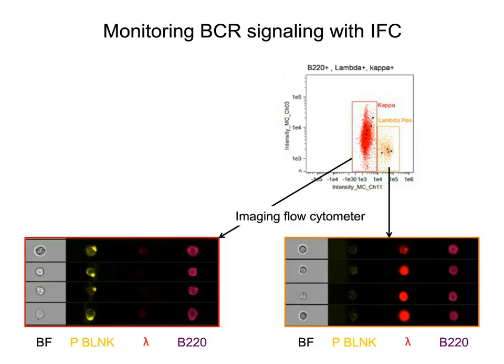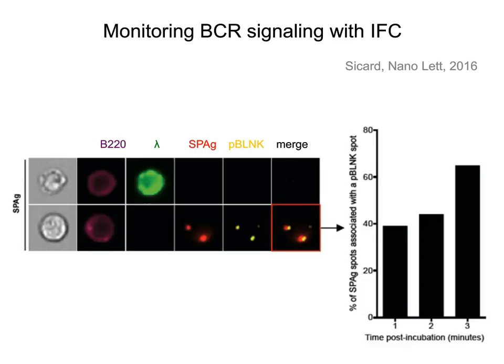Even better, you can use the fluorescence of SPAG and analyze the colocalization of SPAG fluorescence in red and phospho-BLNK in yellow to demonstrate that it is actually the SPAG that are triggering the BCR signaling inside the B cells. And because it's very easy to do, you can do kinetic analysis showing that with time, the probability that the SPAG will trigger the phospho-BLNK signaling is going higher.